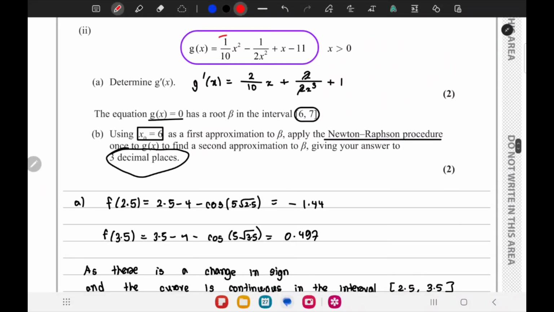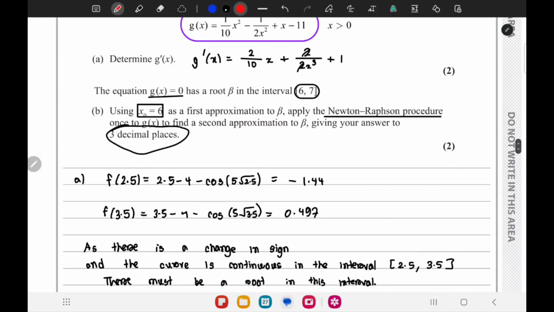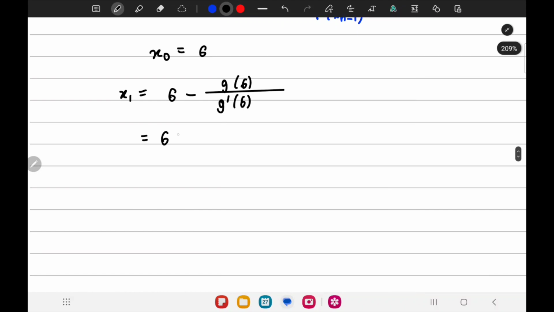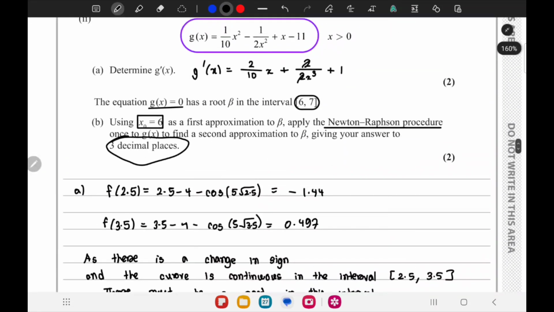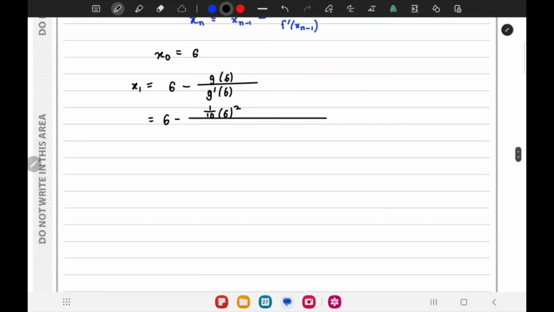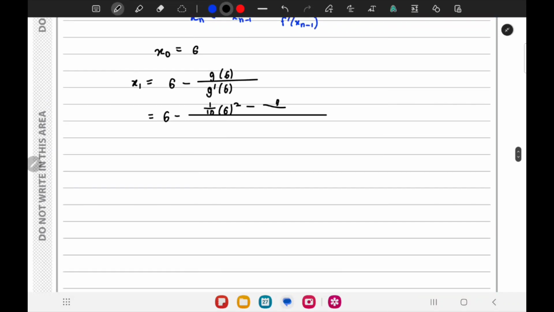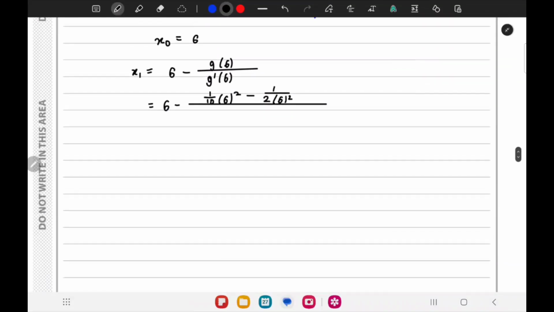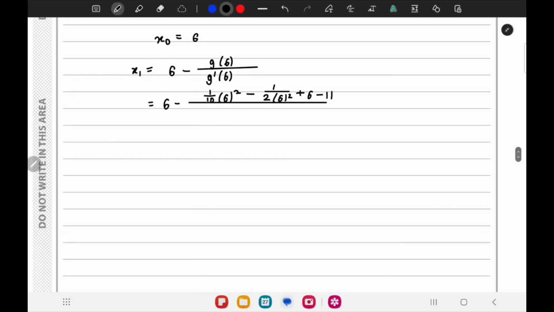You'll have to use the values in the equations directly to find the exact values. So we'll have 6 minus 1 by 10 times 6 square minus 1 by 2 times 6 square plus x minus 11. So plus 6 minus 11.